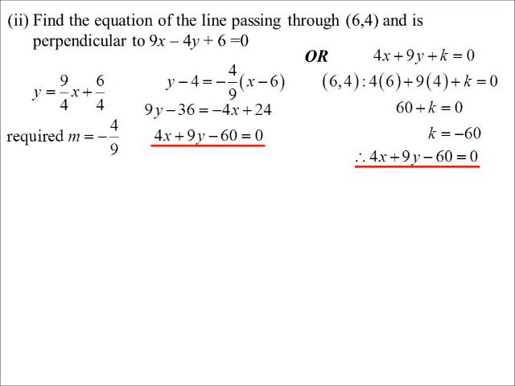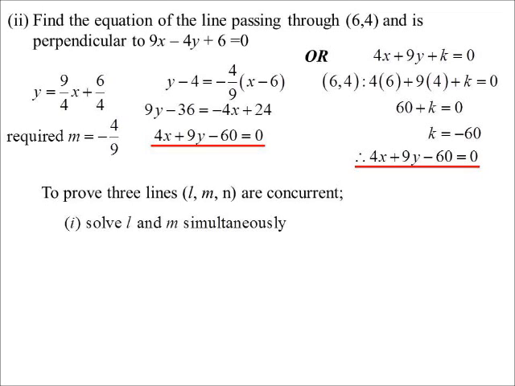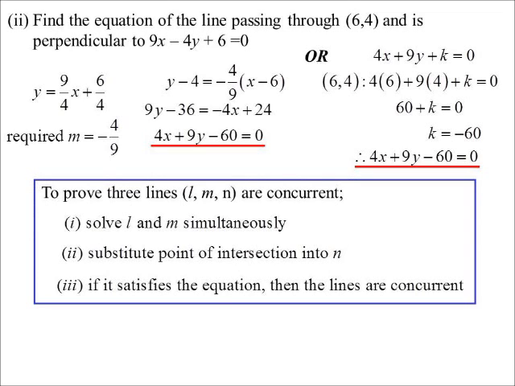So there's our line. If I'm going to prove three lines are concurrent, concurrent means they all go through the same point. What I'd do is solve two of them simultaneously, say L and M, and find the point of intersection. Now if that point of intersection lies on the third line, then it must go through that point as well, thus all three being concurrent. I think that's probably the quickest way of proving concurrency.